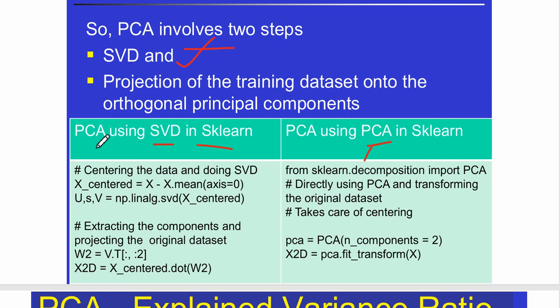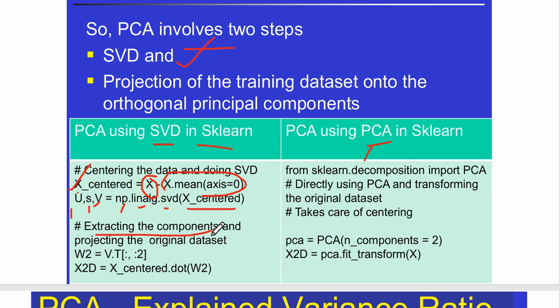So how to implement PCA using SVD? First we have to find the centered X. X centered equals X, meaning all the features, minus the mean, X dot mean, the mean of all the features. Then subtract it, and we get X centered. Then we apply np dot linalg dot svd of this X centered. Hope you get the values of U, S, V. Clear?